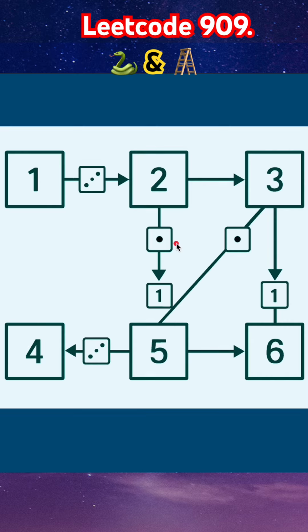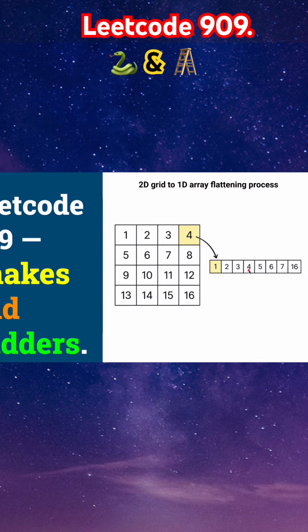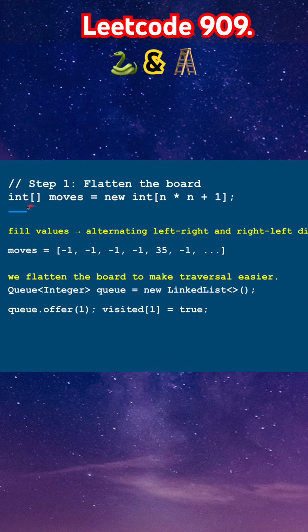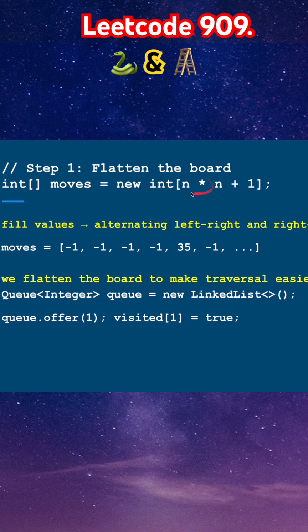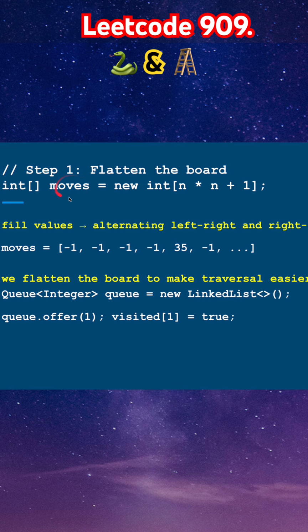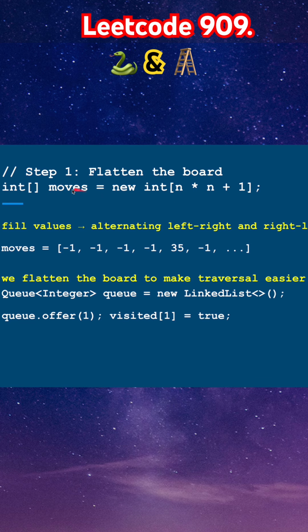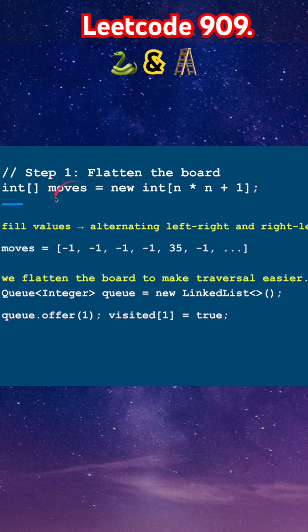And so we'll use BFS traversal because it looks like a graph, and we can use the shortest path algorithm. Once we convert the 2D board into a 1D array, it will be easy for us to implement that. So how can you move the n square board into a 1D array? Let's suppose this is called moves. From the n square board you can write n square plus 1, and you can move into the moves. The moves will be an array like a board.